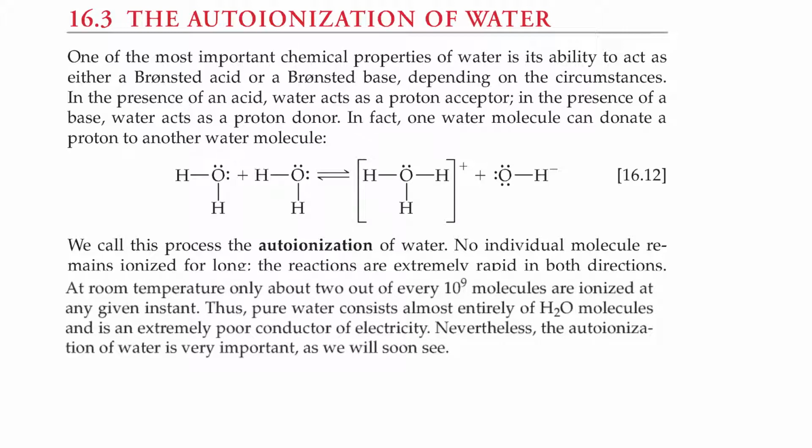In fact, one water molecule can donate a proton to another water molecule. We call this process the autoionization of water. No individual molecule remains ionized for long. The reactions are extremely rapid in both directions. At room temperature, only about 1 out of every billion molecules are ionized at any given instant. Thus, pure water consists almost entirely of water molecules and is an extremely poor conductor of electricity. Nevertheless, the autoionization of water is very important, as we will soon see.